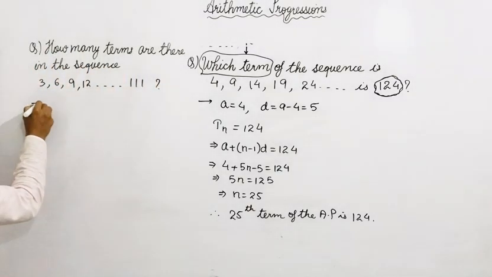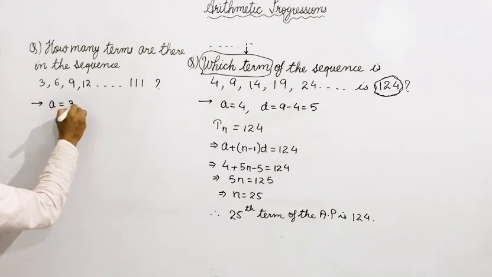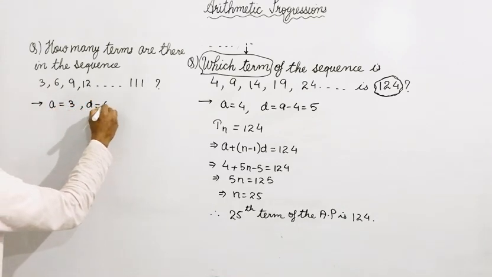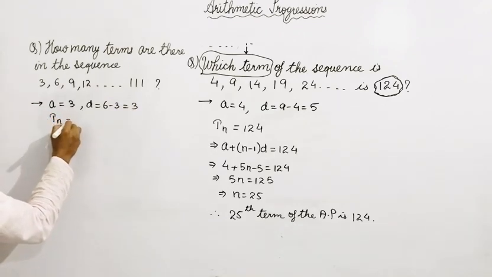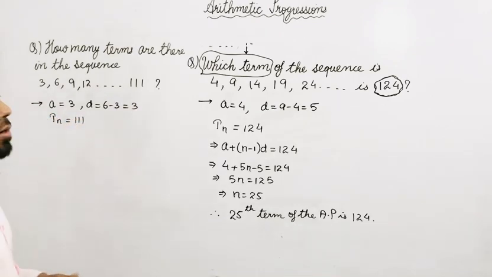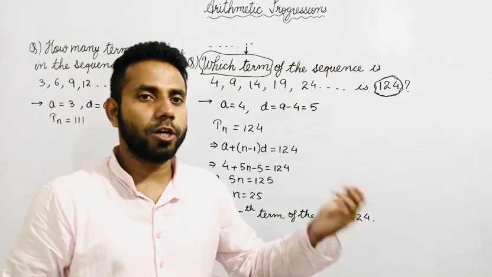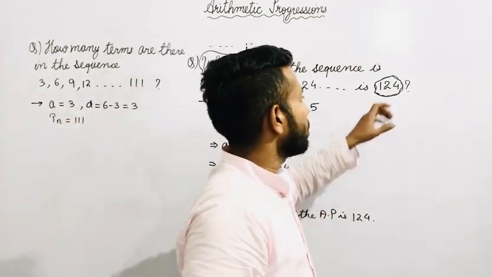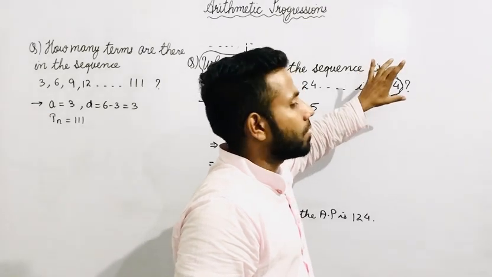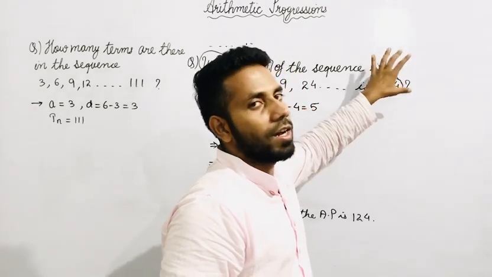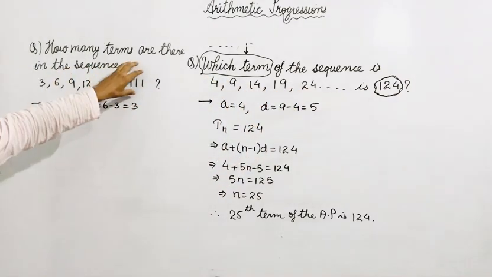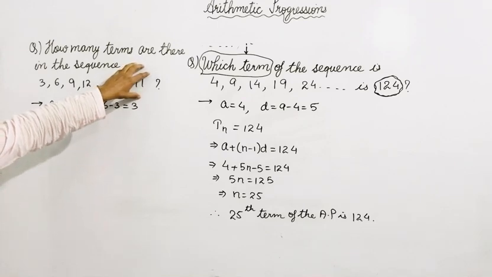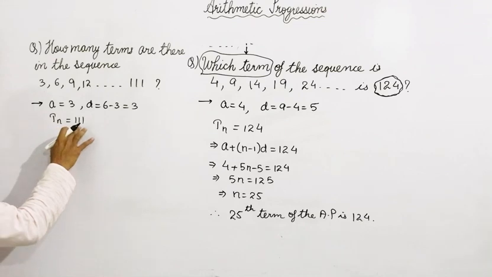So let us begin. What is the value of A given? A equals 3. What is the value of D given? That is 6 minus 3 equals 3. And what is the value of Tn given? Remember, in questions which ask which term, the Tn becomes the term about which it is asking. And in a question like how many terms are there in the AP, the end term of the AP will become Tn. So this is the end term of the AP. This becomes the Tn. So Tn equals 111.